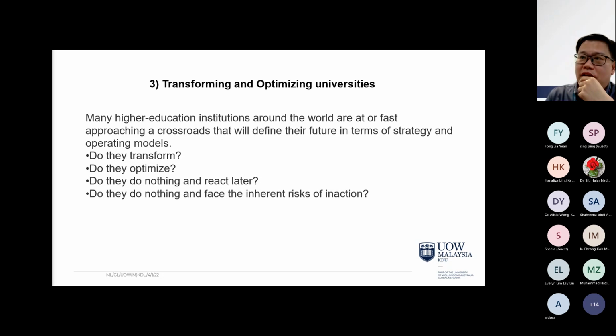Maybe not. Do we optimize? How do we optimize our resources? Do we do nothing and react later? Or can we just say, okay, let's rest on our laurels. We do what we are doing. Current program, we just teach only.